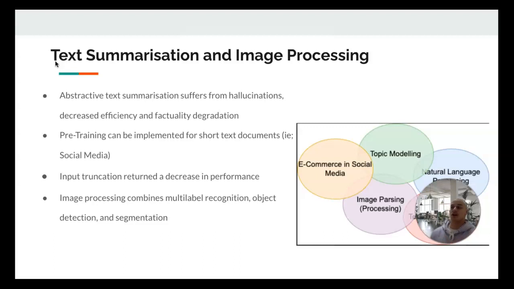Through a fusion of data collection models like text mining and image processing, multimodal topic modeling can expose the connection and improve the analysis of e-commerce in social media. Current abstractive text summarization models fall victim to unfortunate problems like hallucinations, decreased efficiency, low quality, and even factuality degradation, meaning that some summaries were found to include facts that were absent in the original document.